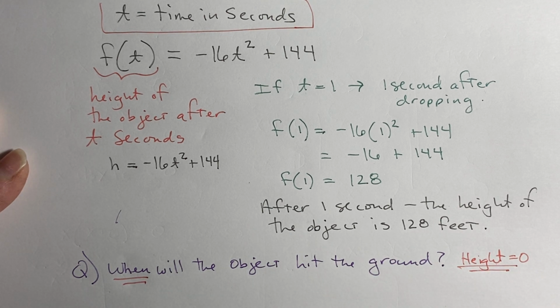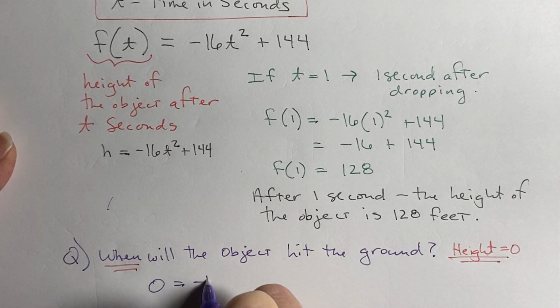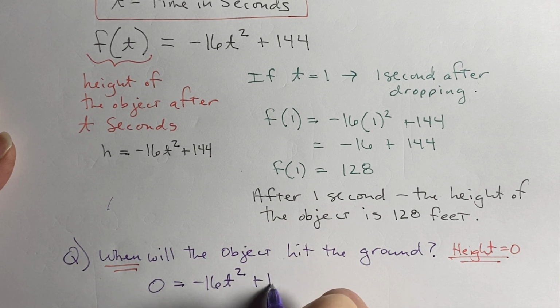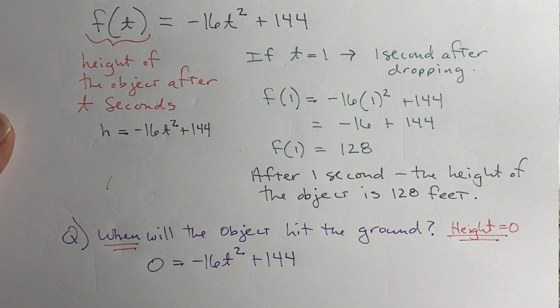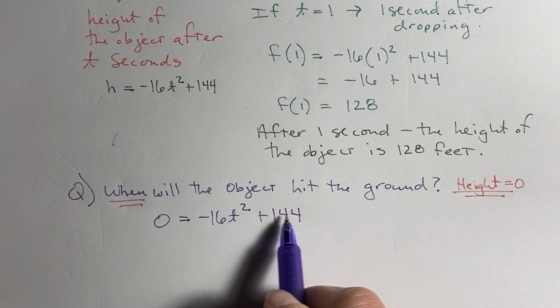So we're going to write out 0 equals negative 16 T squared plus 144. And we're going to solve that equation. So what are we going to do first? I'm going to factor out a 16 because I believe that 144 is divisible by 16. So I'm going to go over to my calculator and check it. And it is 9. So there is a greatest common factor here of 16.